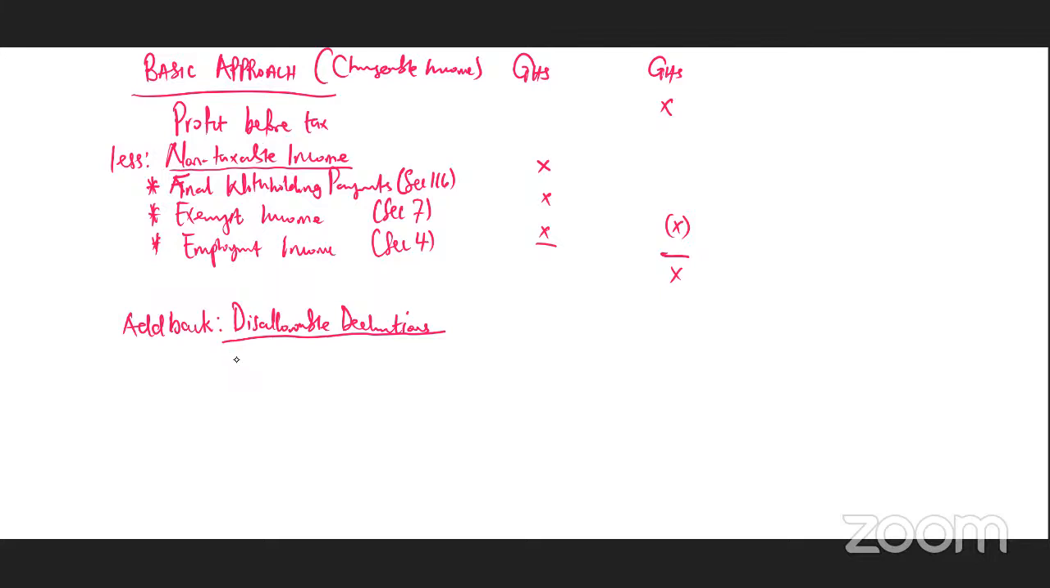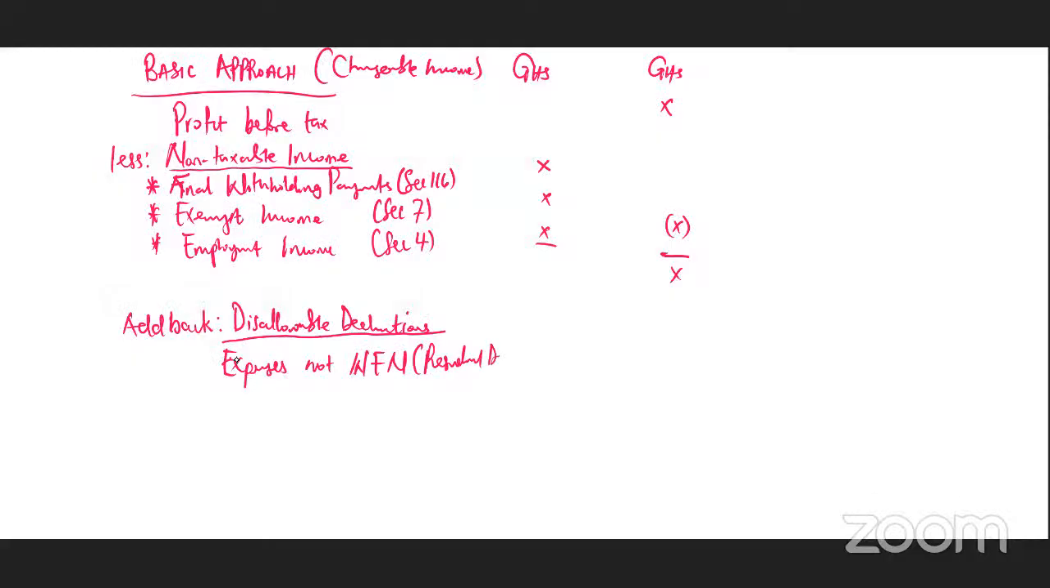So for disallowable deductions, basically, we have expenses that are not wholly, exclusively, and necessarily incurred. That is, they do not meet what we call the residual deduction rule. These expenses are covered under section 9. Any expense that does not meet this is not allowed, so it's a disallowable deduction.